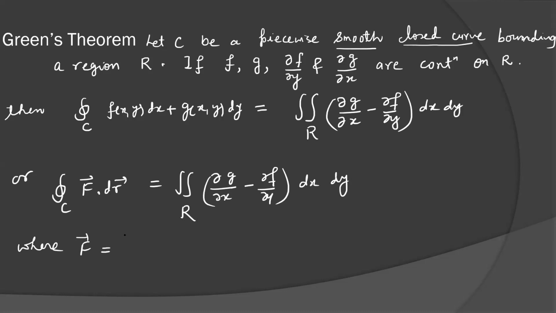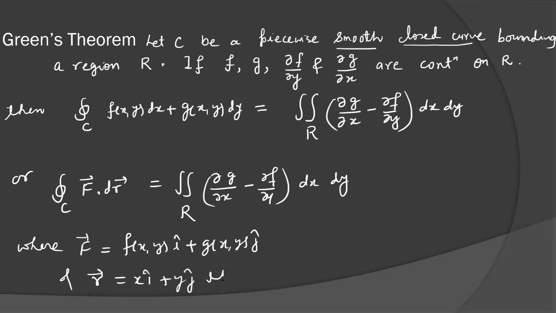F vector is equal to f(x,y) i plus g(x,y) j, and we know that r vector is equal to x i plus y j, then dr vector will be dx i plus dy j. If you take the dot product of F and dr, you will get this expression only.